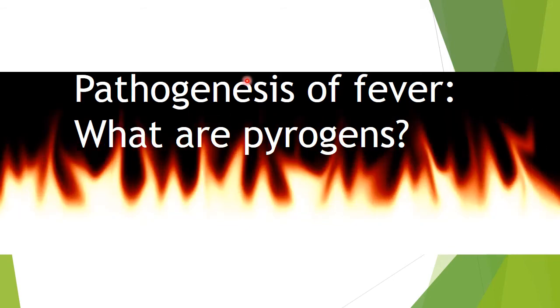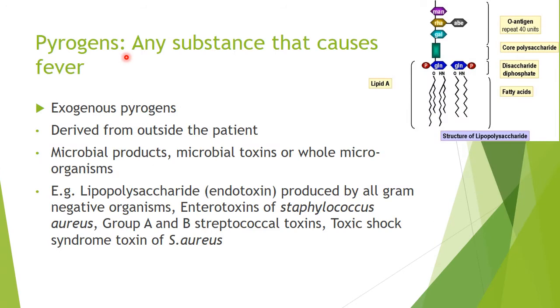So talking about the pathogenesis of fever, what are pyrogens? Pyrogens are any substance that causes fever. Pyro means fire. Exogenous pyrogens are pyrogens that are derived from outside the patient, so they can be microbial products, microbial toxins, or the whole microorganism itself. Examples of pyrogens are lipopolysaccharide or endotoxin, which is produced by gram-negative bacteria, enterotoxins of Staphylococcus aureus, group A and B streptococcal toxins, and toxic shock syndrome toxin of Staphylococcus aureus. Here we see the lipopolysaccharide or endotoxin of the gram-negative organisms.